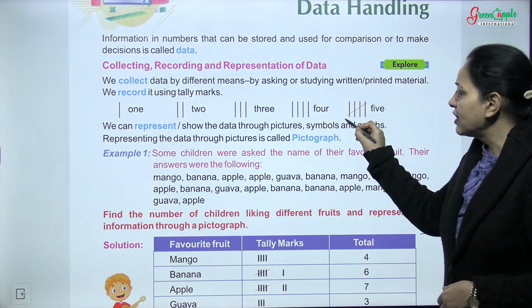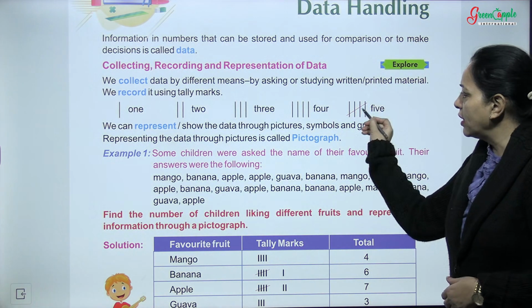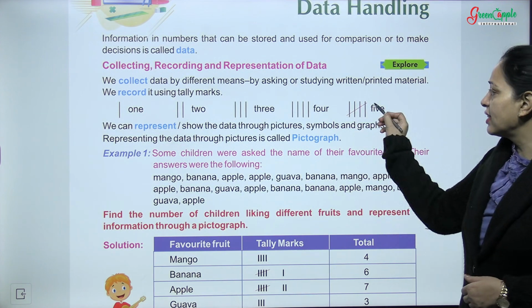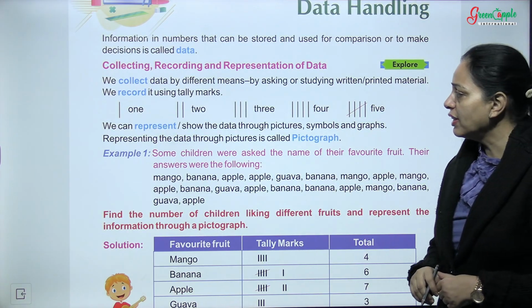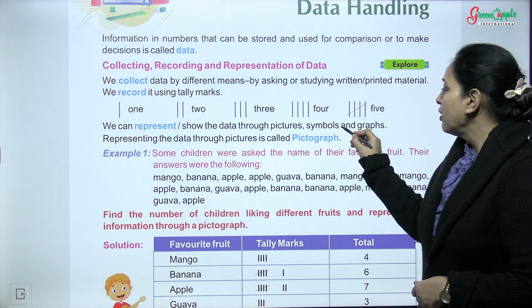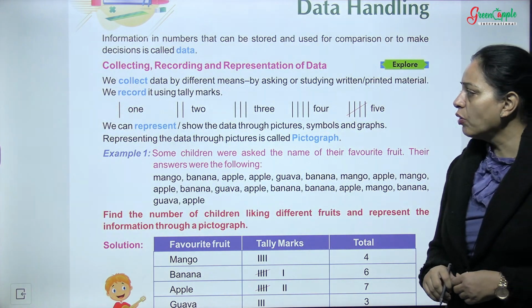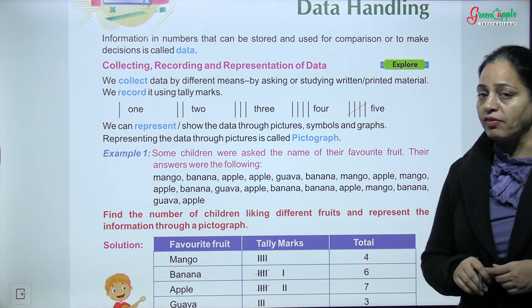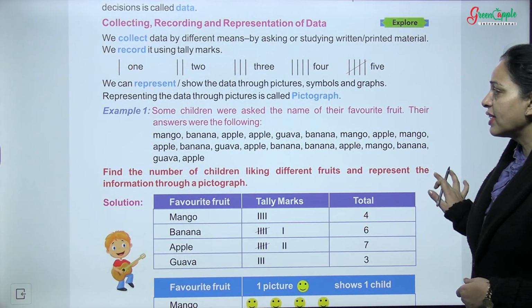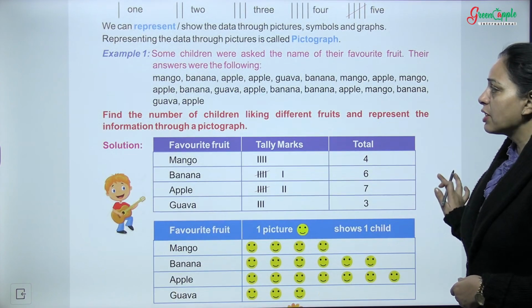and 5. This is one bunch. 4 and 1 slightly means this is a diagonal or slanting line. So we can represent or show the data through pictures, symbols and graphs. Now representing the data through pictures is called a pictograph. अगर हम picture से represent करते हैं किसी data को, so that becomes a pictograph.